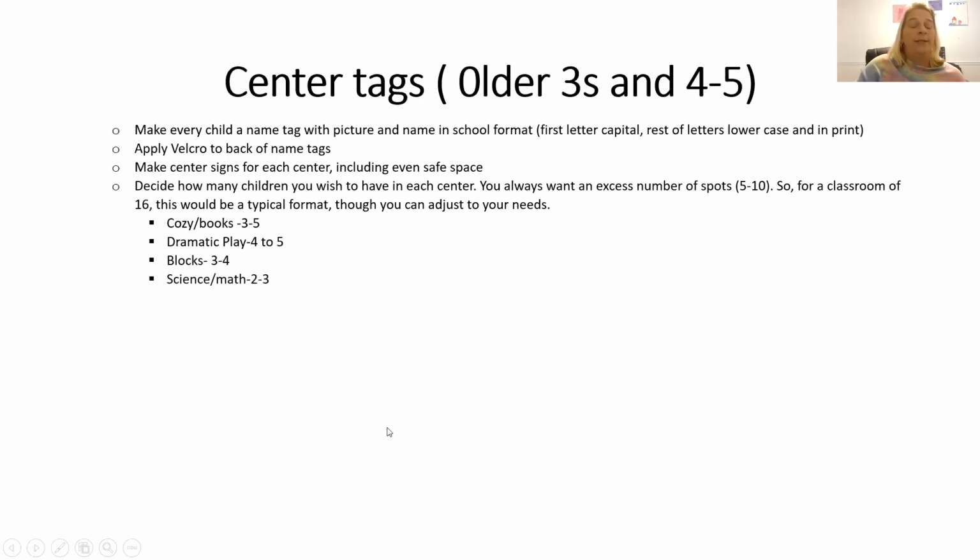So this is what a typical format would look like. Cozy and books, 3 to 5 children, depending on how big your cozy and book area is. Dramatic play, at least 4. You could do 3 if it's real small. It's all going to depend on your classroom size. Of course, when we come on down here to science and math, we want to keep those numbers low.